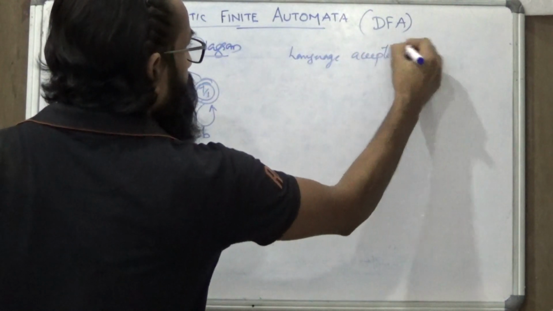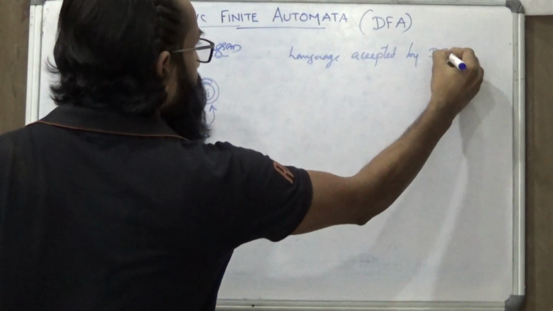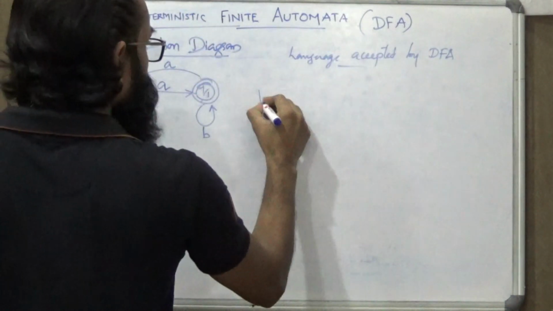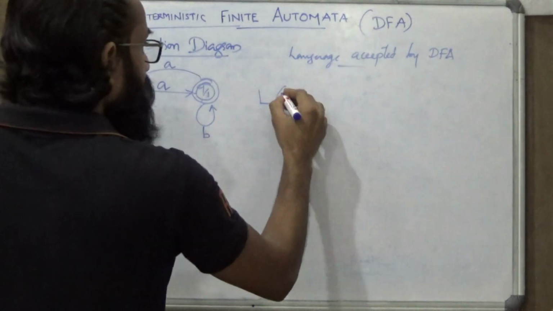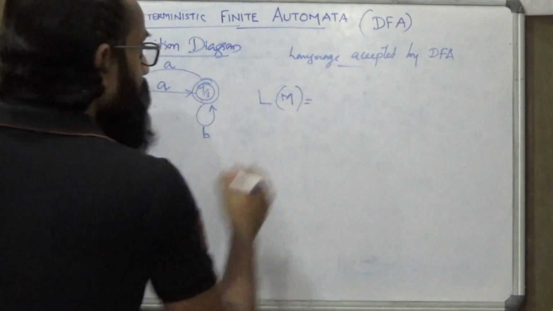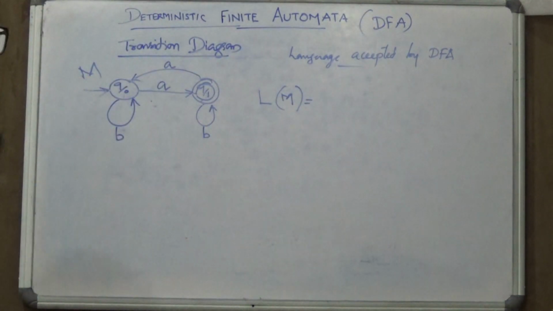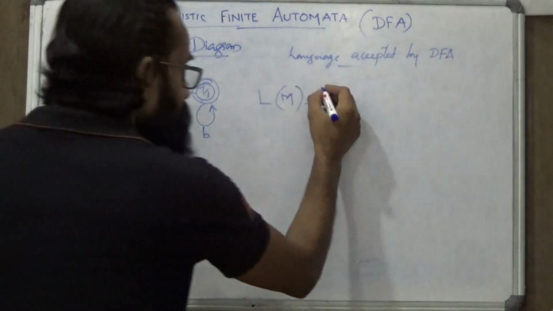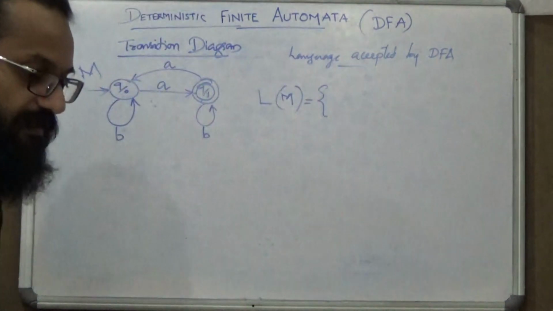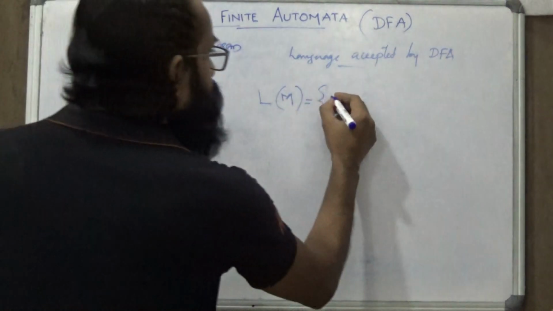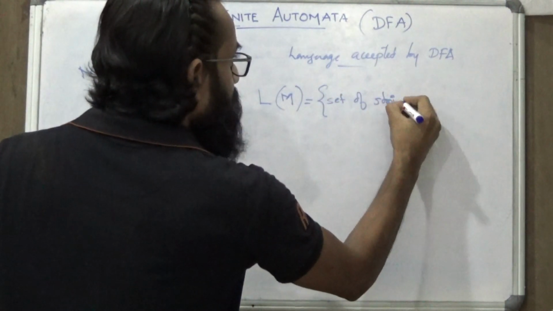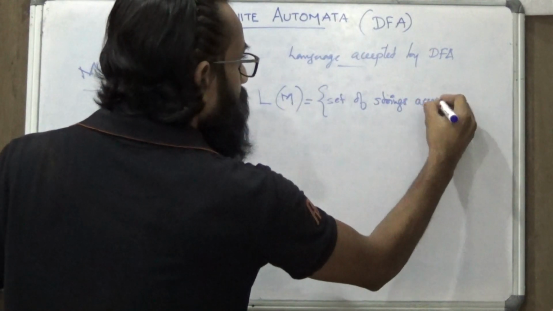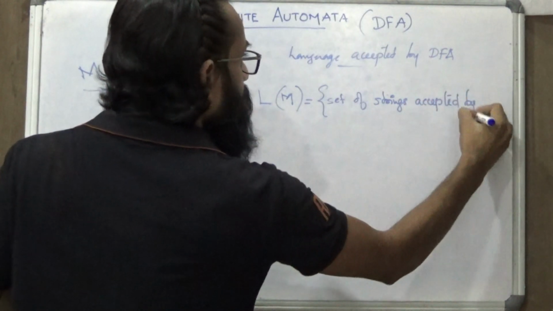Language accepted by DFA. Let us consider this example. Let this model be M, DFA be M. Then the language accepted by DFA M is defined as L of M. So L of M is equal to the set of strings accepted by M.